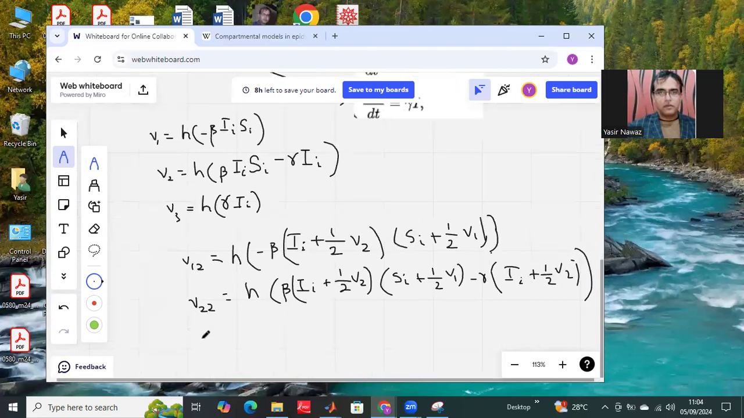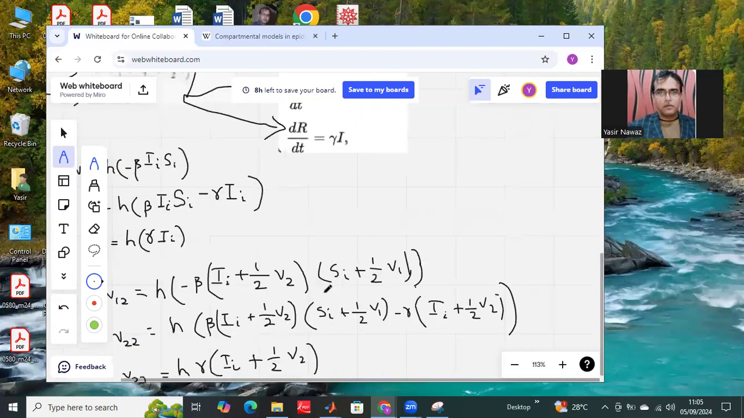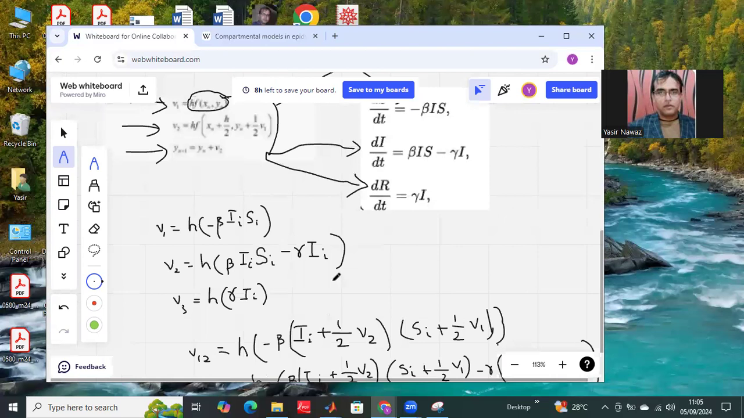And the third one is V32. V32 corresponds to this one. So that would be H into gamma into I at i plus half V2, since the previous component of I is V2. So I use V2. And now I will use the last stage of the method.